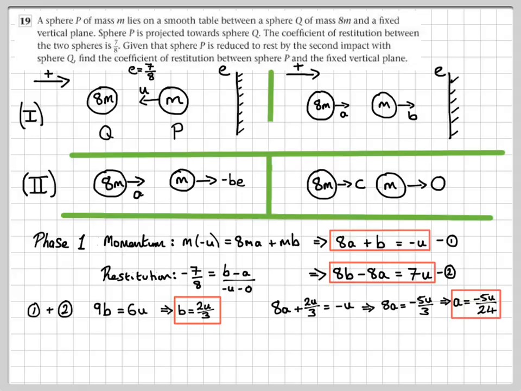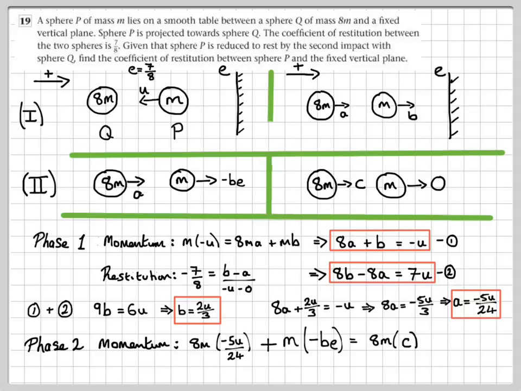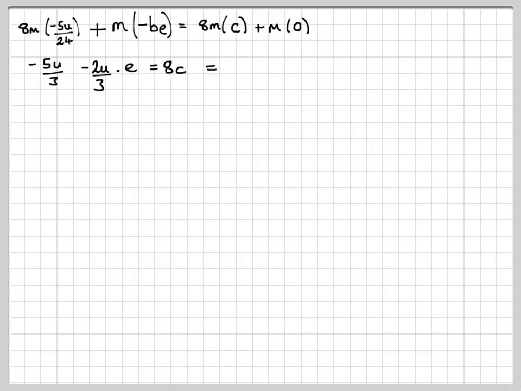Right, on to phase 2. So again, momentum first. I've run out of space on this page, so I'm just going to copy that onto the next page. There we go. I'm going to process this down a little bit, so I'll substitute in the values for B and, did I substitute in C? Oh no, of course I don't know what C is yet. Restitution.